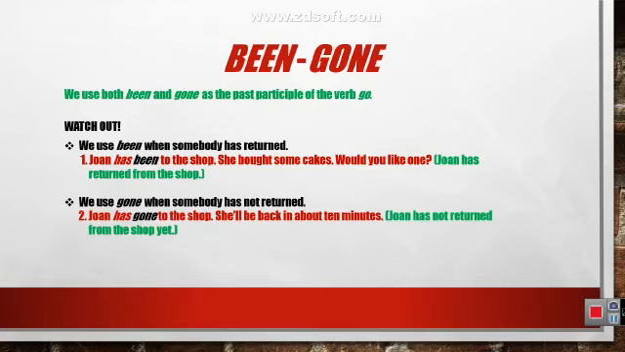But we use gone when somebody has not returned. Joan has gone to the shop. She'll be back in about 10 minutes. It means she has not returned from the shop yet.